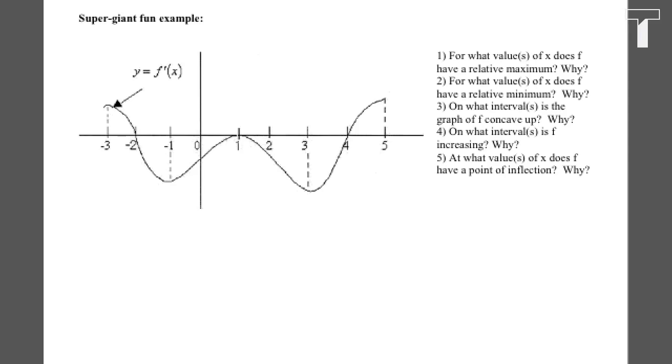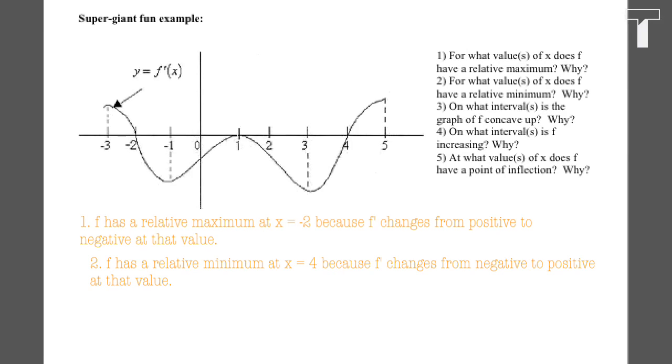So I'll give my answer. So there's our answer to the first 2 questions. F has a relative maximum at x equals negative 2, because at x equals negative 2, f prime changes from positive to negative. That's the first derivative test. Question 2 is, when does f of x have a relative minimum?